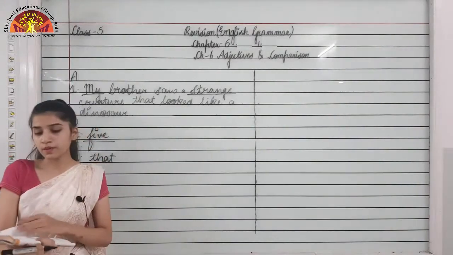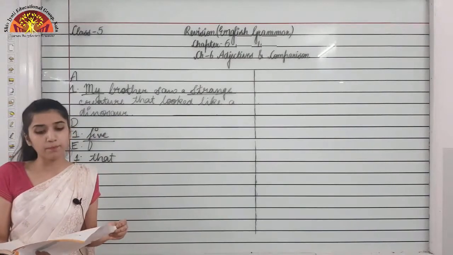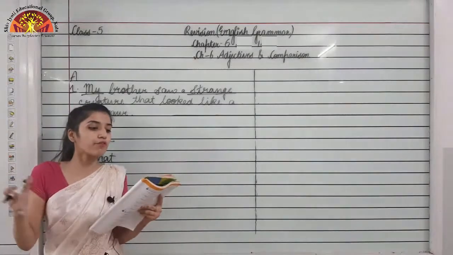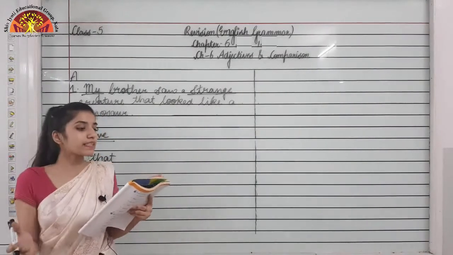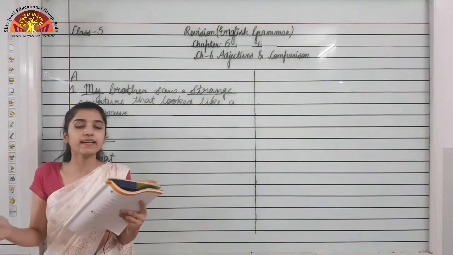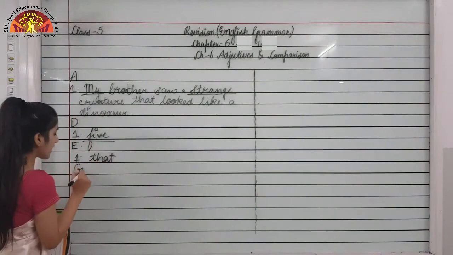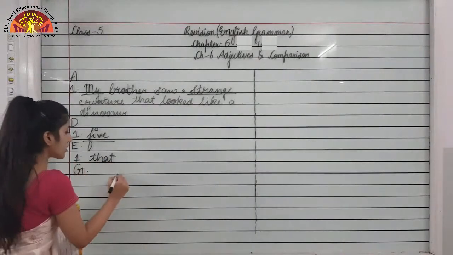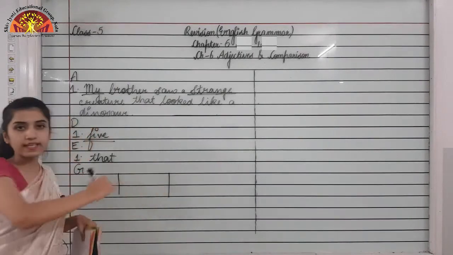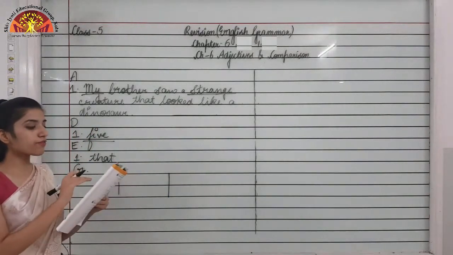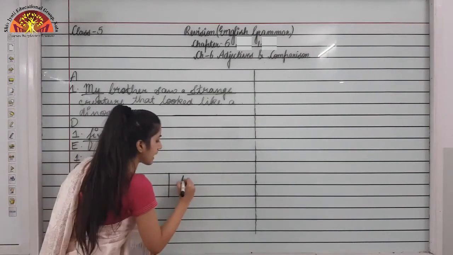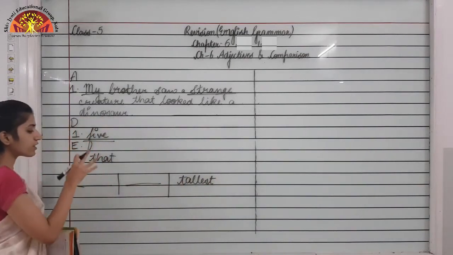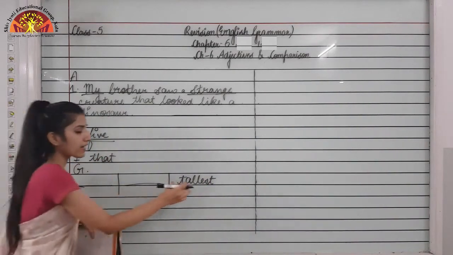Now moving to exercise number G, of comparison. The table below has one form of the adjective in each row, and you complete the table by filling in the other two forms in the correct columns. Okay, we have to complete the table that we have been given. The first is what? The positive, comparative and superlative. So in the first one we are just given the superlative degree, that is tallest. So we have to fill in the positive and the comparative degree.